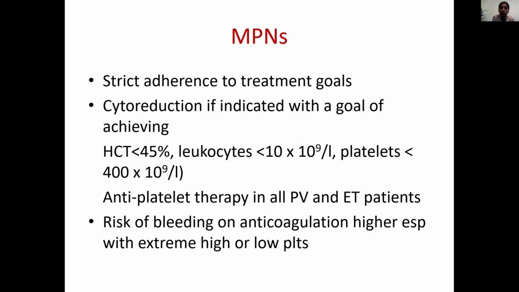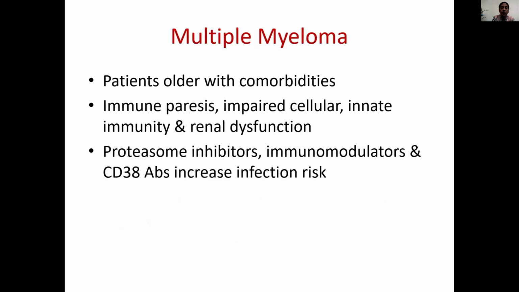All patients who have polycythemia and ET should be given antiplatelet therapy. And we should remember that these patients are at a risk of increased bleeding if they are given anticoagulation, and especially if they have very high or very low platelet counts.